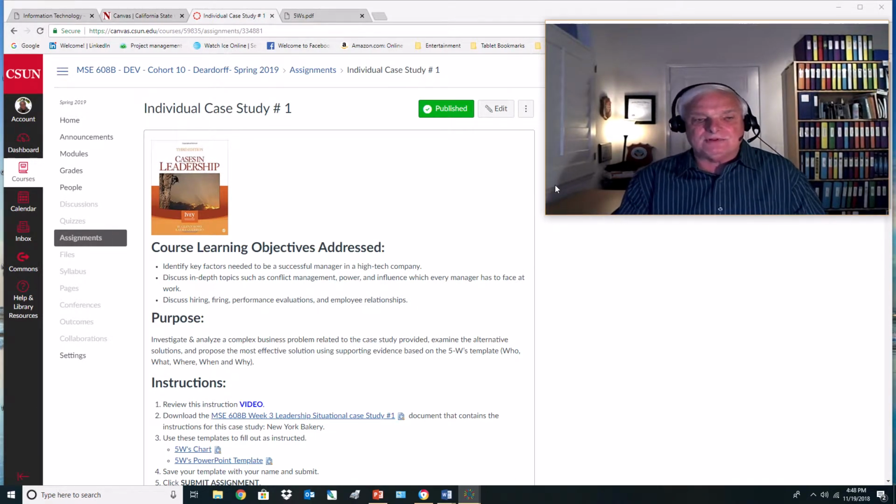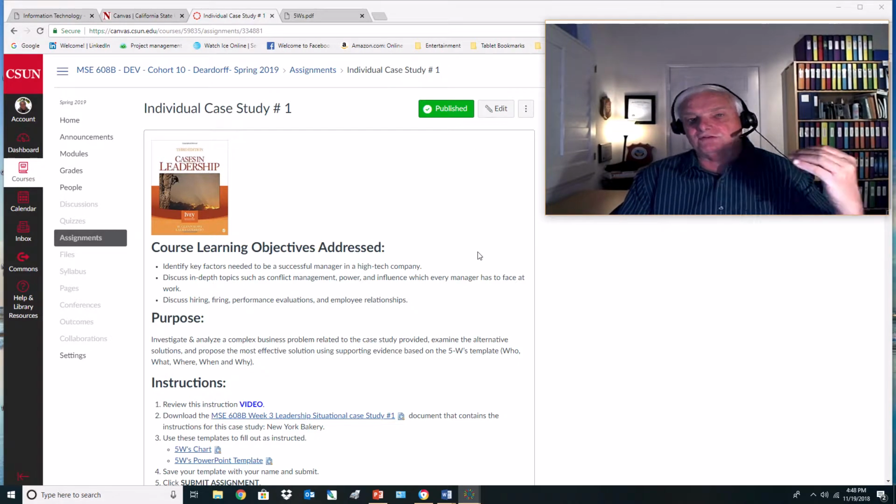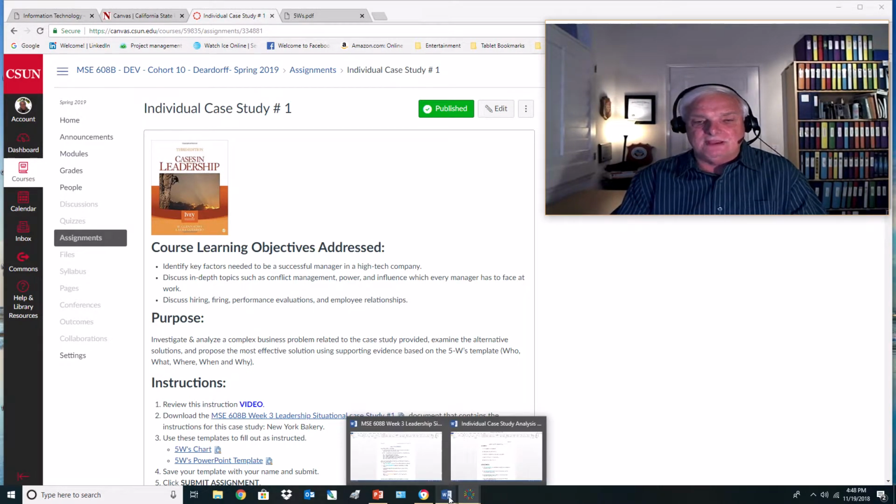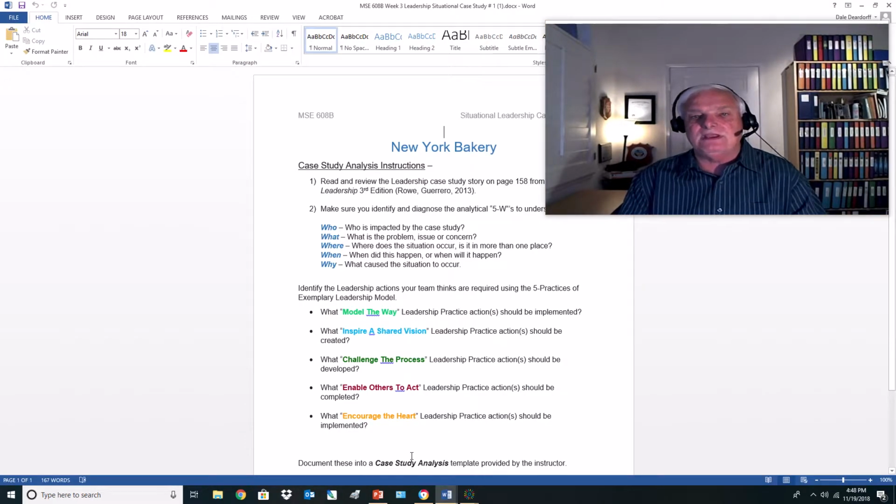Let's go ahead and pull up some information for you. There's a series of documents that I want to make sure that you all can see that will walk you through all the material. The first one is the situational leadership case study information on what the assignment is. As far as what page number, you can see the story starts on page 158.